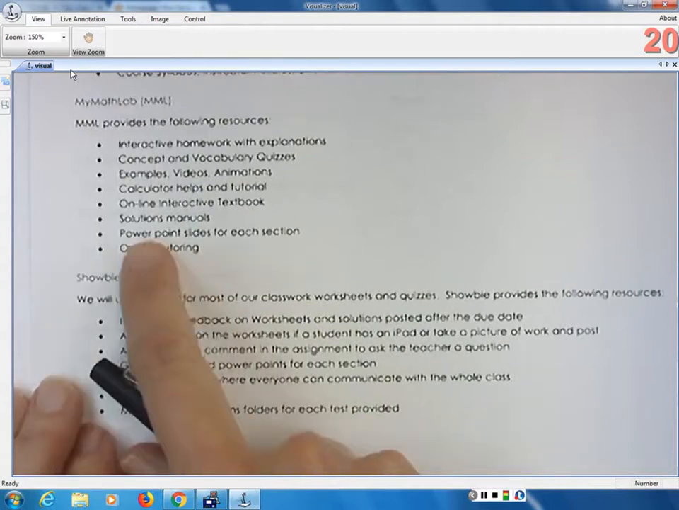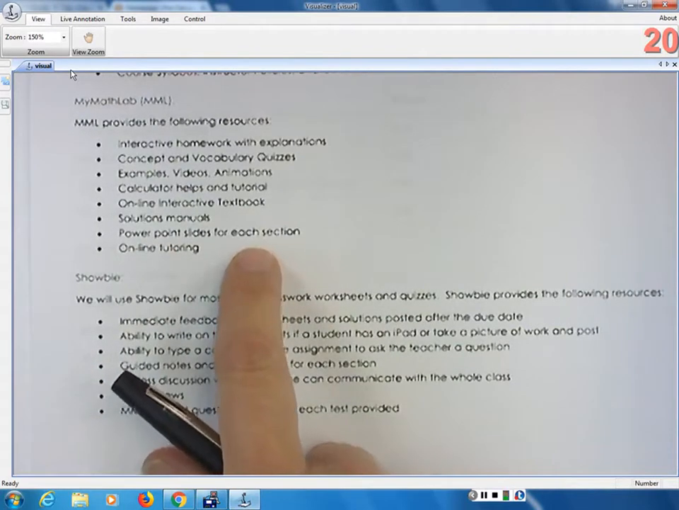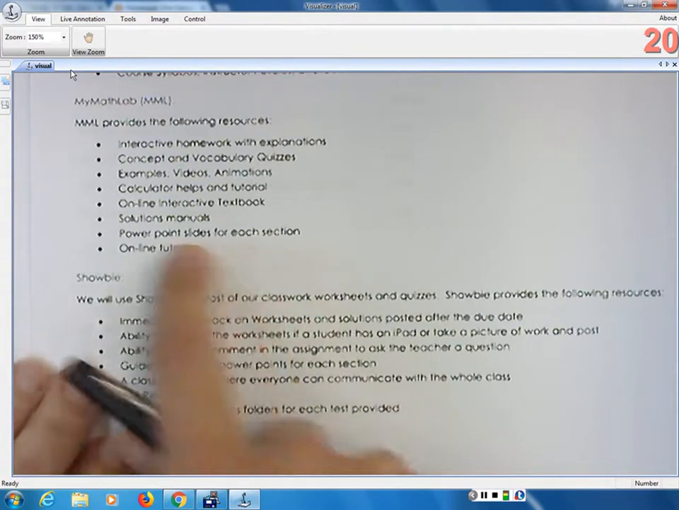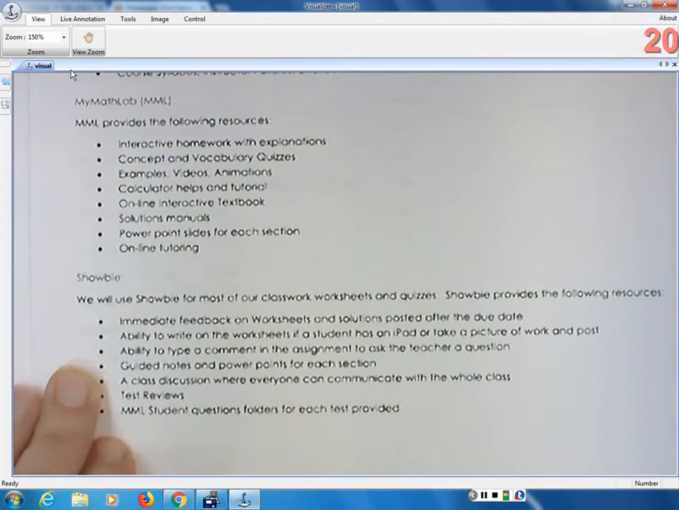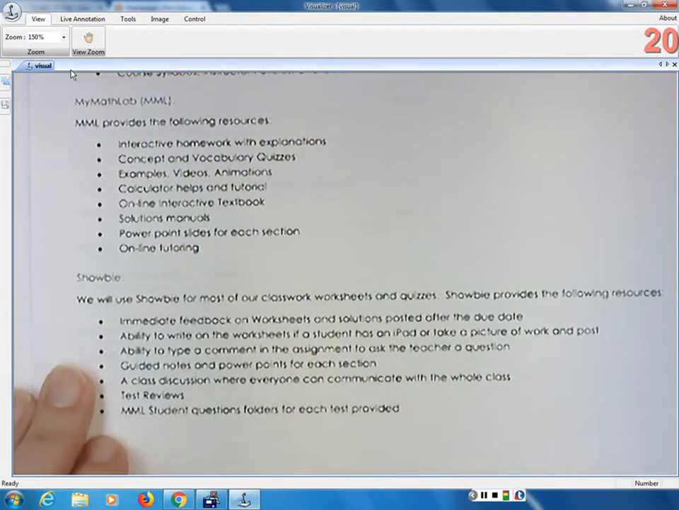I've got the PowerPoint slides. They've got new PowerPoint slides that are accessible. So if you want to see those, go into MathLab and click on the resources, and you can click on the PowerPoints. And you can see the new PowerPoints if you want. I posted the old ones from the last edition because those are the ones that I had ready.